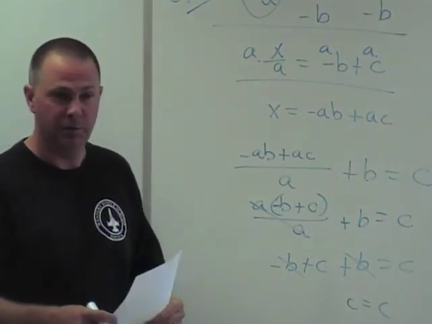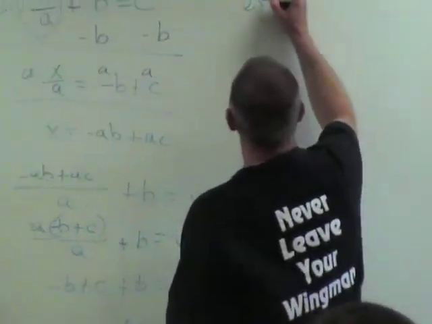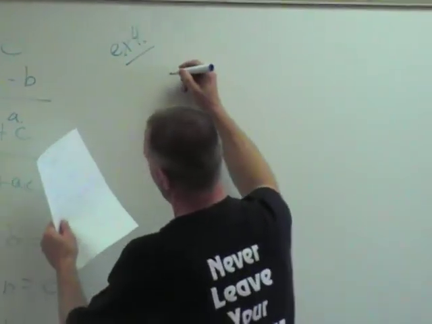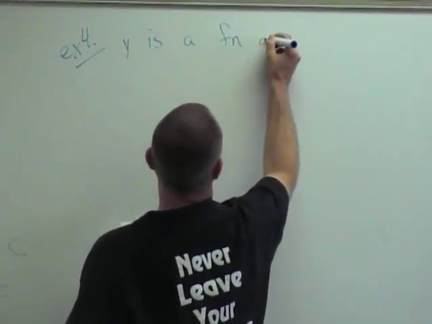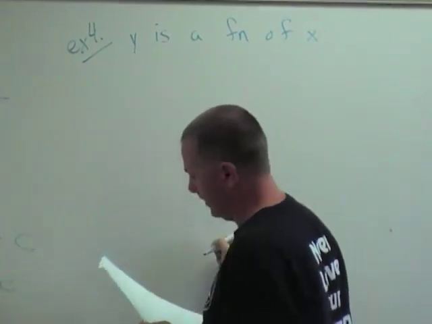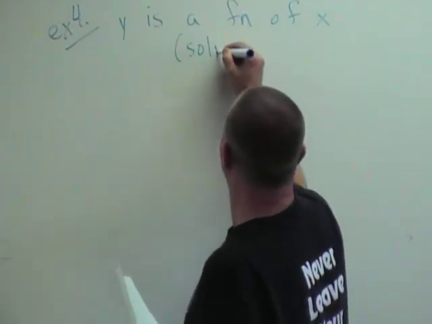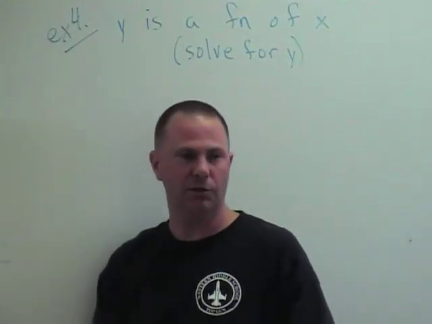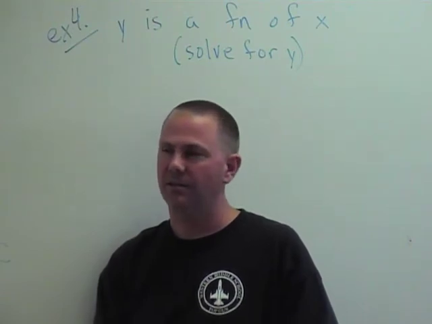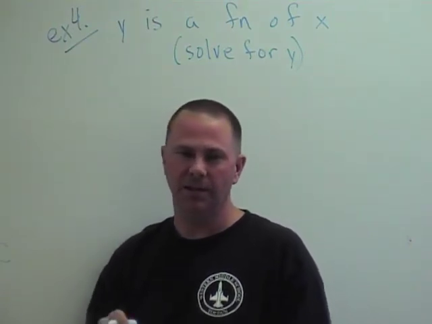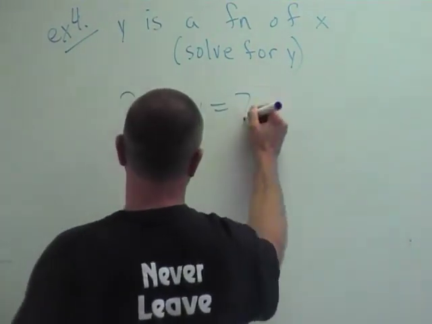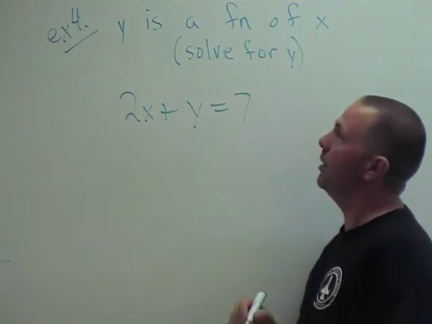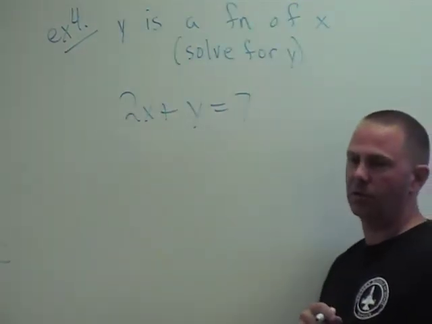Want to see another one? Yes. All right. Example 4. All right, y is a function of x. That's just a fancy way of saying solve for y. That'll be written in your directions today, so it's a fancy way of saying get y by itself. All right, so here it is. 2x plus y equals 7. We're solving for y. Y is a function of x. Solving for y.